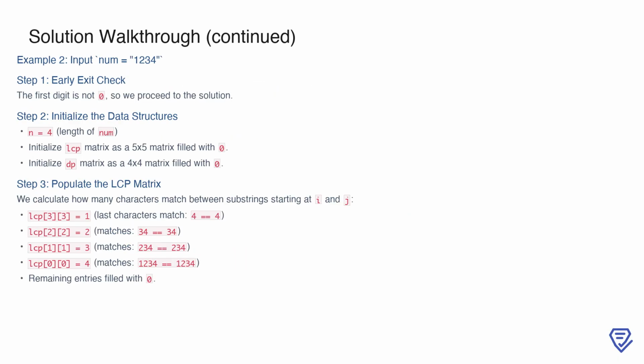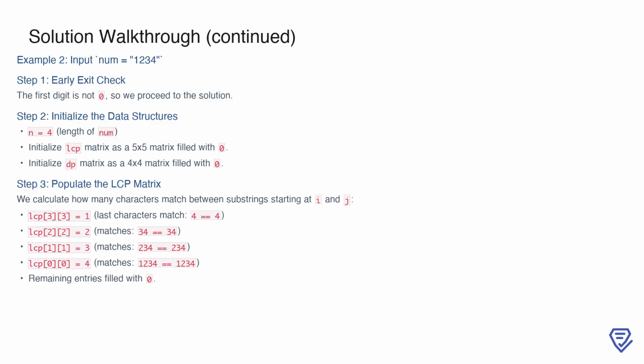In this second example, the input number is 1234. With the first digit not being 0, we proceed to the solution. The length of the number is 4, so we initialize an LCP matrix as a 5 by 5 matrix of zeros and a DP matrix as a 4 by 4 matrix of zeros.